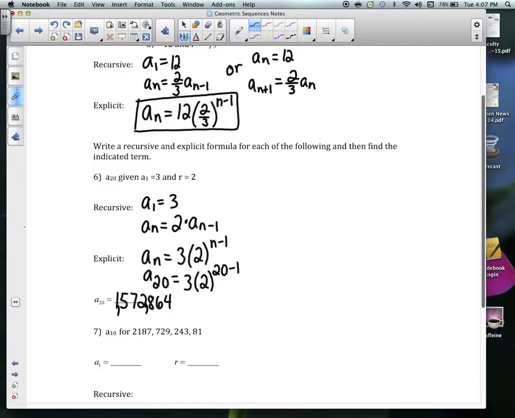So 1,572,864. Again, you'll notice, unless we're dividing, that you're going to get some pretty big numbers for term values. We're going to do the same thing for our next one. First term is 2187.